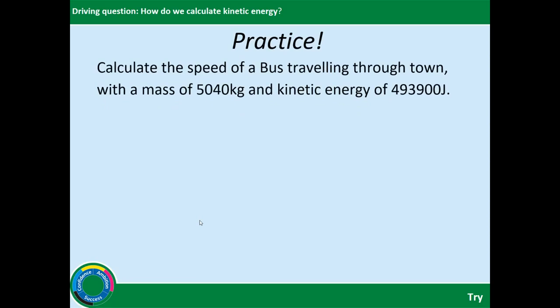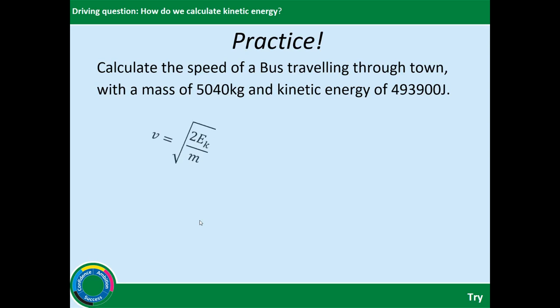Here is a practice question for you to try out. Please pause the video at this point and go through this question. Now let's go through the question together. It says calculate the speed of a bus traveling through town with a mass of 5,040 kilograms and a kinetic energy of 493,900 joules.